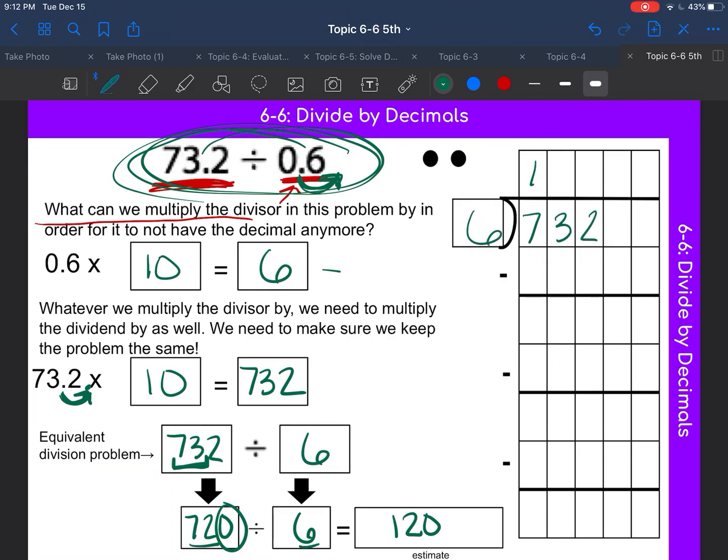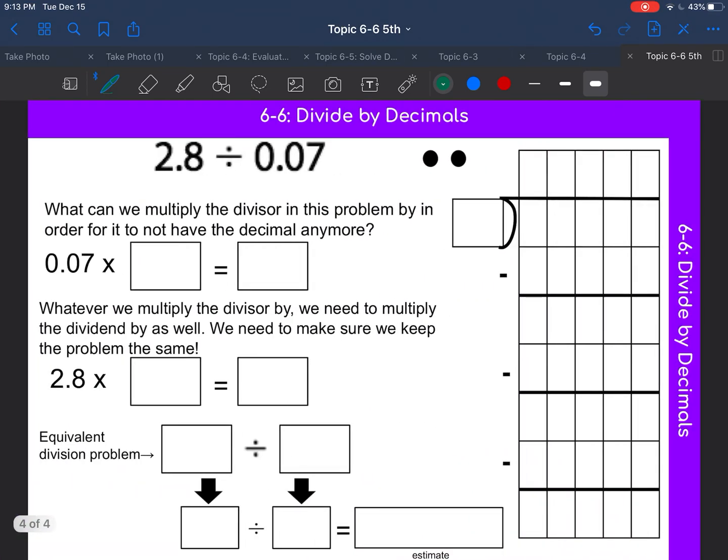6 goes into 7 once. You get 6. You subtract, get 1. Bring down the 3. 6 goes into 13 2 times to get 12. Get 1. Bring down the 2. 6 goes into 12 twice to get 12. Okay, now, since the decimal's technically here, the decimal's there, so it's really just 122.